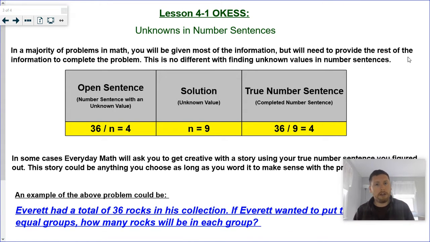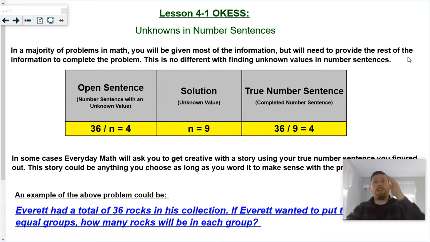In a majority of your math problems, you'll be given most of the information, but you will need to provide the rest of the information in order to complete the problem. This is no different with finding unknown values in number sentences, okay?